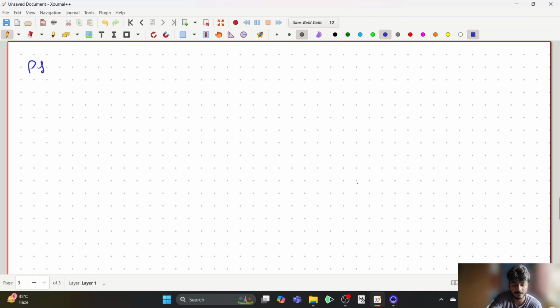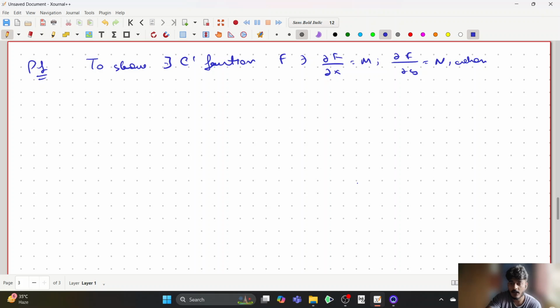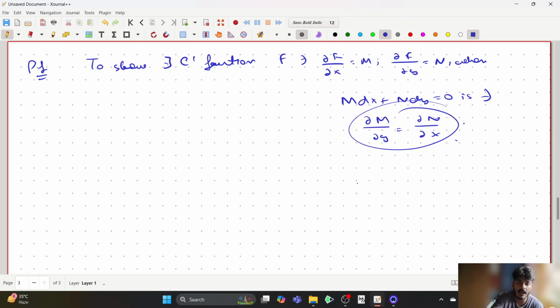So proof. What I need to show is that there exists a C1 function f such that del f by del x is equal to m and del f by del y is equal to n, when m dx plus n dy equal to 0 is such that del m by del y is equal to del n by del x. We directly need to prove this. Now, suppose I consider this to be true, which I can surely do.